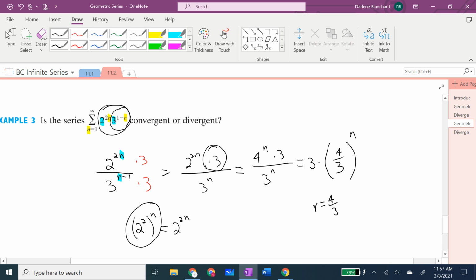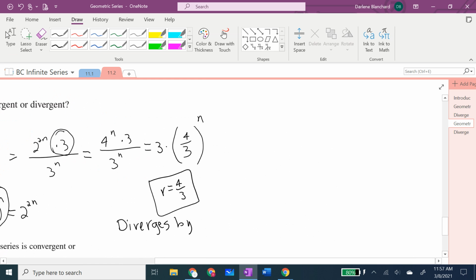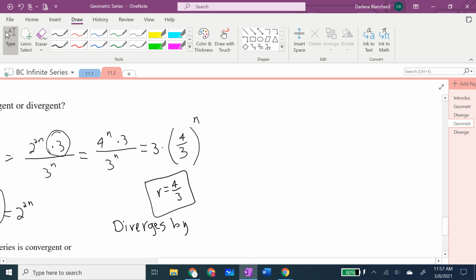All I need you to say for a problem like this is r, and it diverges by the geometric series test. Or a lot of times people just say geometric series.